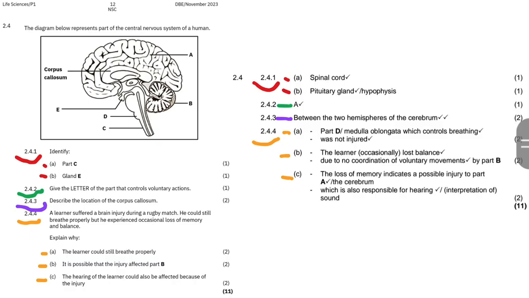2.4.4 part B. Explain why it is possible that the injury affected part B. The learner occasionally lost balance due to no coordination of voluntary movements by part B. And question part C, explain why the hearing of the learner could also be affected because of the injury, and the answer is the loss of memory indicates a possible injury to A, the cerebrum, which is also responsible for hearing or the interpretation of sound.